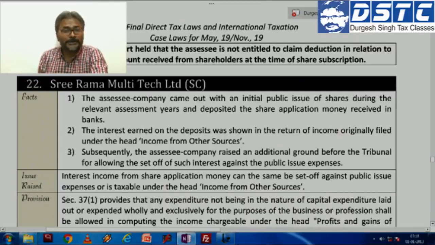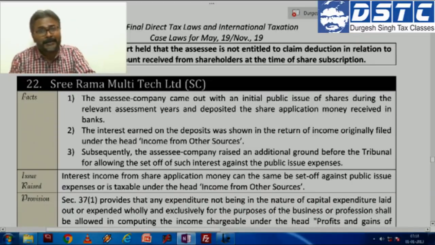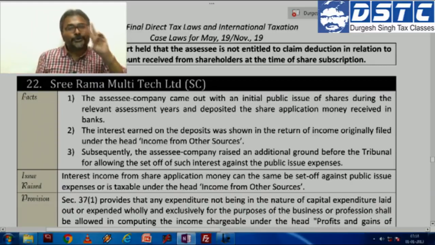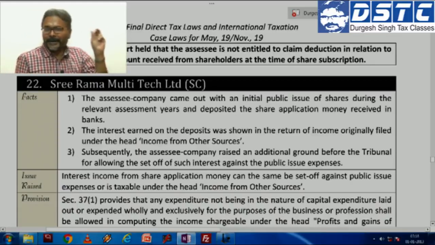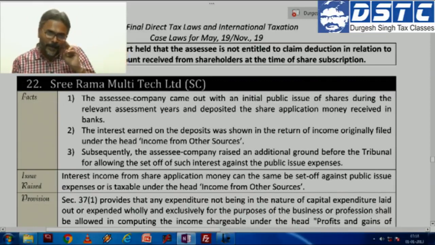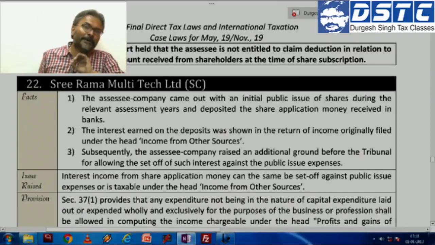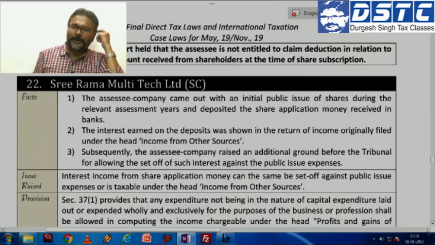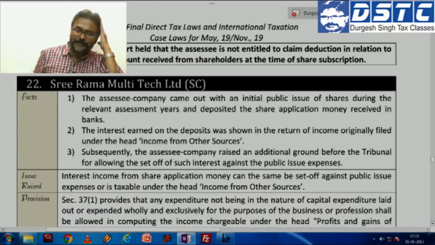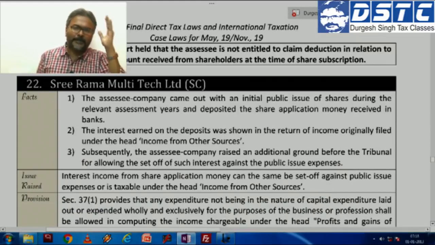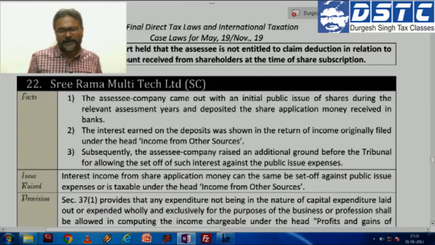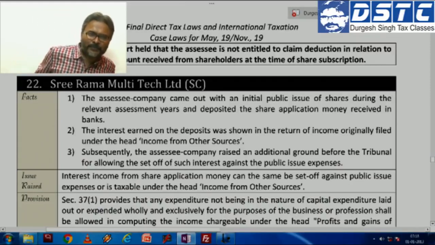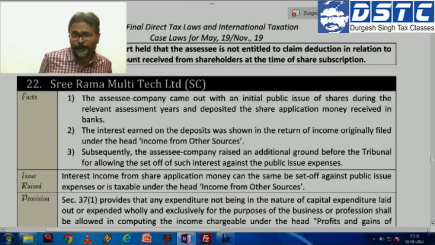The question therefore was whether that interest income will be charged under the head IFOS, or whether it will be reduced from what? From the share issue expenditure. This is a landmark judgment, students. Very important judgment, again expected in your exam. Whether it will be charged under the head IFOS or whether it will be reduced from what? Reduced from the share issue expenses.